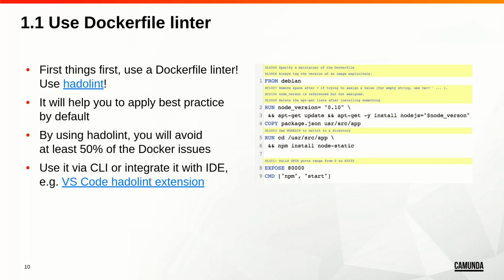Use a Dockerfile linter. Like every linter, it will help you to follow Docker best practices by default. You can use hadolint via CLI or IDE. It already has a plugin, for example, to make it work with VS Code. By doing this, you will avoid at least 50% of the Docker issues. It's a great tool, to be honest. You should have it for sure. On the right side, you can see an example of hadolint hints.